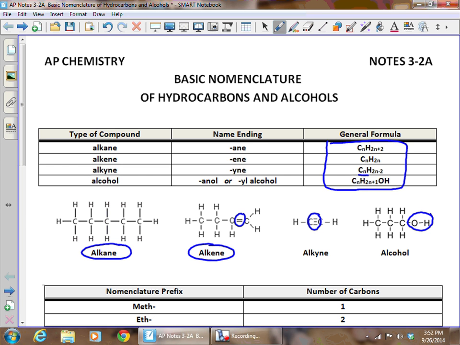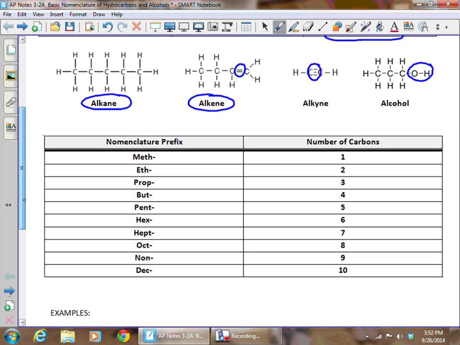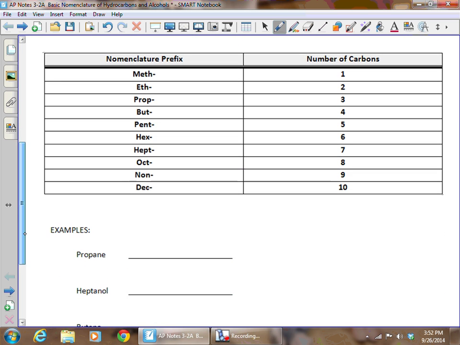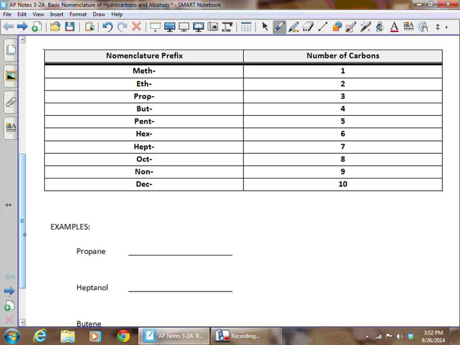Now, we have to be familiar with prefixes as well, and here are the prefixes for our organic compounds. Meth stands for 1, eth for 2, prop for 3, but for 4. The rest of them are common prefixes: pent, hex, hept, oct, non, and dec. However, meth, eth, prop, but. You just need to say that over and over until you have that in order and know that those stand for 1, 2, 3, 4 respectively.